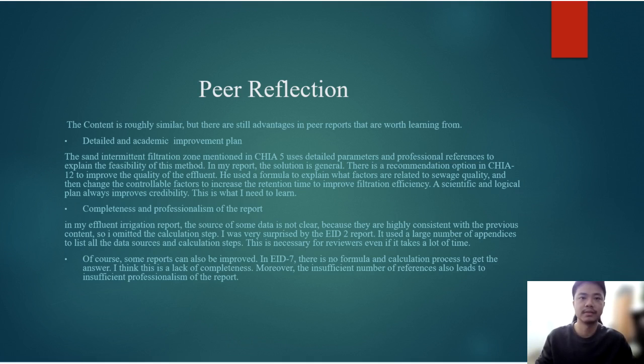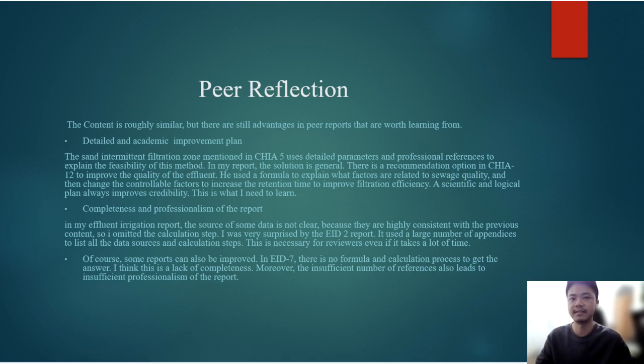The second part is the completeness and professionalism of the report. In my effluent irrigation report, the source of some data is not clear because they are highly consistent with the previous content. So I omitted the calculation steps.